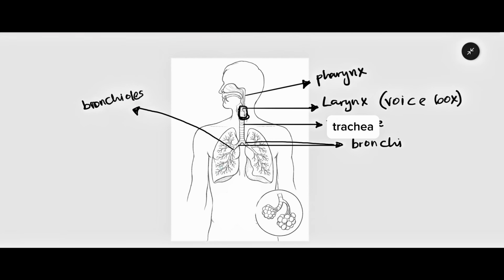Bronchioles are these small pipes that are scattered in the lungs, and these are just smaller branches of the bronchi, and they help to control the airflow distribution through the lungs. And then we have alveoli. Alveoli are these very tiny air sacs at the very end of the bronchioles.